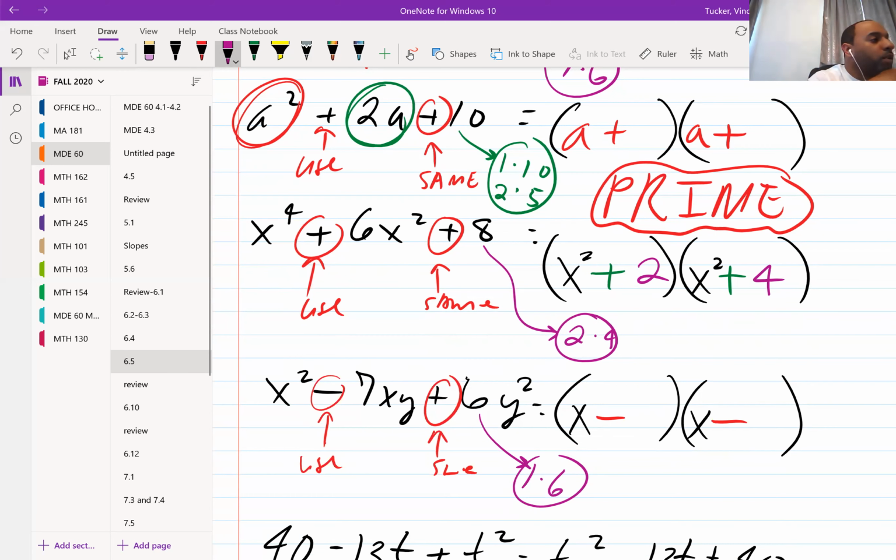Then factors of 6 that will add together to give me 7: 1 and 6. And also, don't forget we have y right here, so that has to be included. So we're looking at 1y and 6y. All right. Questions.